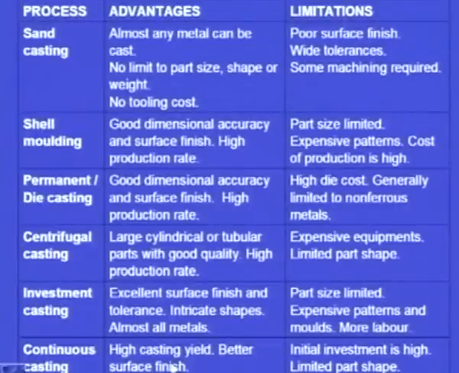Continuous casting: here the advantages are high casting yield, better surface finish, and high production rate. The initial investment is high because the process is mechanized, and part shapes are limited, all shapes cannot be produced.